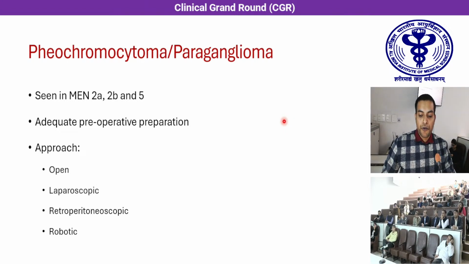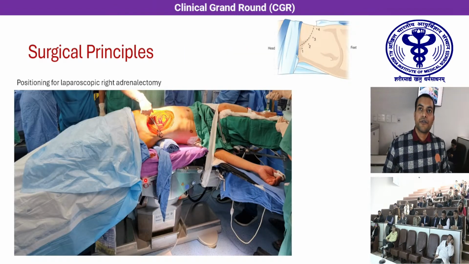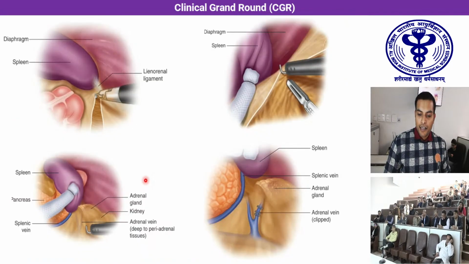For treatment of pheochromocytoma, as sir has already described, adequate preoperative preparation is a must. After that, any of these approaches can be taken for adrenalectomy. So this is how we position the patient for right adrenalectomy, and these are the surgical steps in anatomy for left adrenalectomy. So we see that there is the colon, there is the spleen, and here somewhere is the kidney.